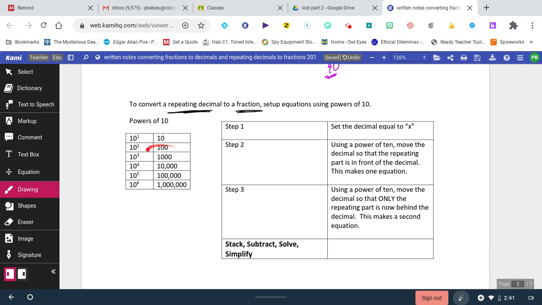10 to the second power is 100. Let me show you how I'm getting those. So 10 to the first power just means a 10. 10 to the second means two 10s multiplied together, which is how you get 100.